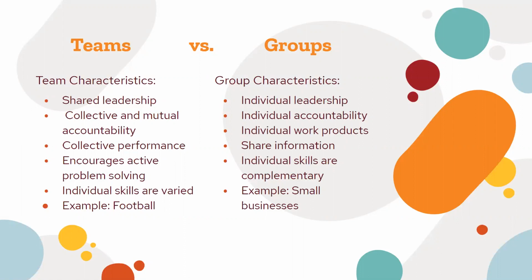I don't know much about football, but some group characteristics are individual leadership, individual accountability, individual work products, share information, individual skills are complementary. An example would be small businesses. So a business can have a marketing department, and that department has 3 people. One might focus on sales, the other on branding, and the last person does administrative work. They all work together individually to make a product sell.